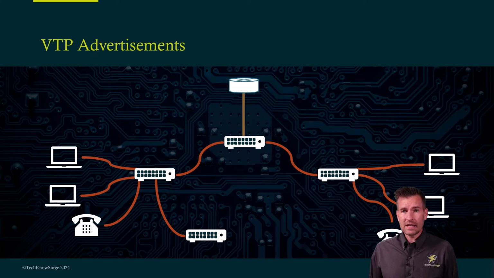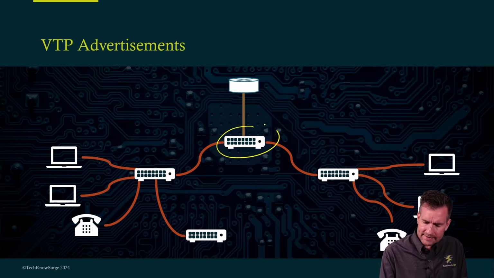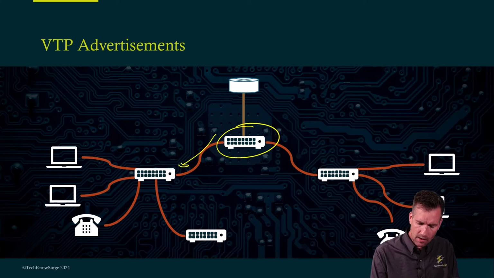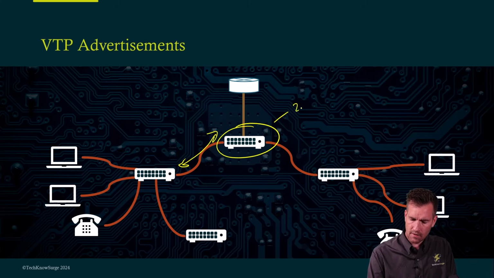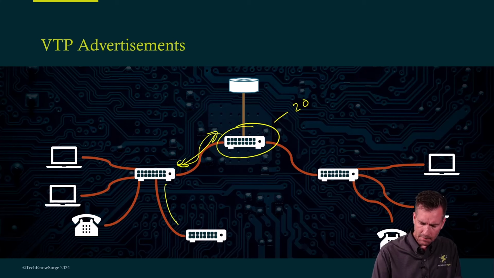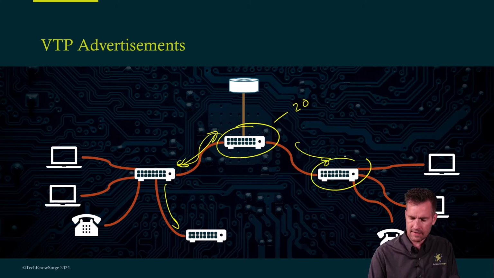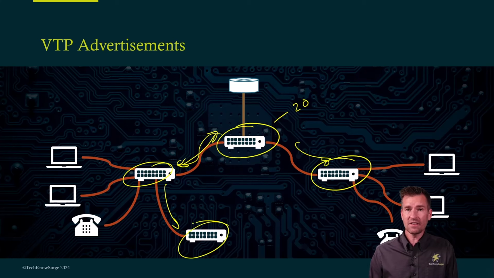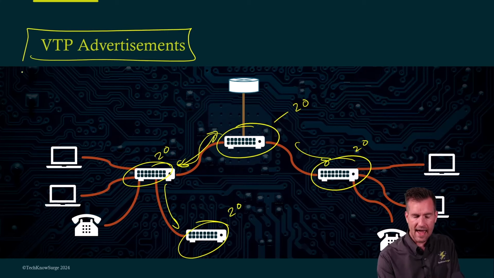So VLAN Trunking Protocol will allow a single device to start communicating with the other devices. So when we configure a VLAN, let's say we configure VLAN 20 onto this device, it gets propagated and sent to all of these other devices. And now all of these other devices have VLAN 20 on it as well. And it does this through VTP advertisements.